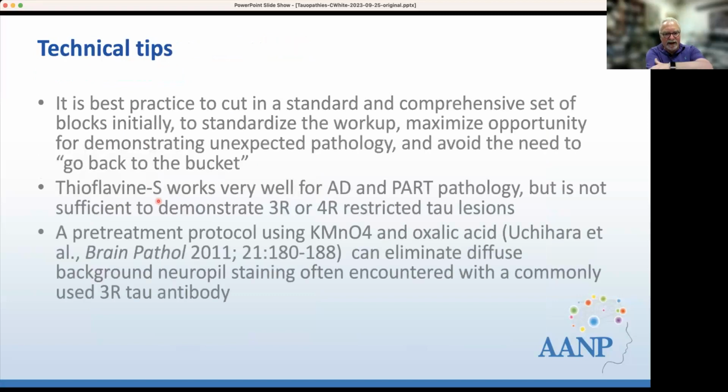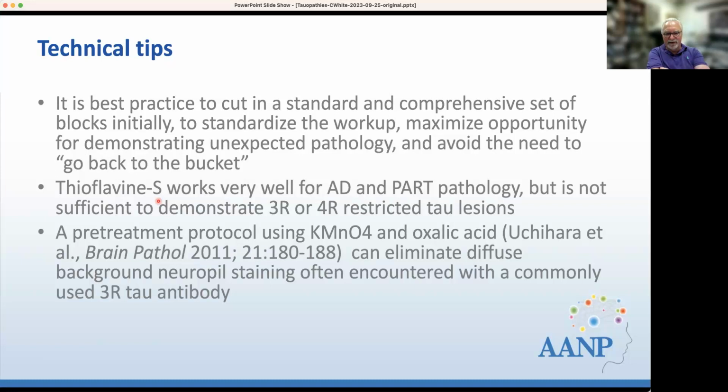So I just wanted to pass on a couple of technical tips. First of all, I think it's best practice to cut a standard and comprehensive set of blocks initially on all neurodegenerative cases. First, to standardize the workup, to maximize the opportunity for demonstrating unexpected and even comorbid pathology, and also to avoid that detestable thing for neuropathologists, which is having to go back to the bucket for more tissue.